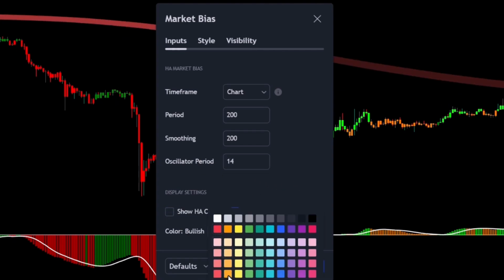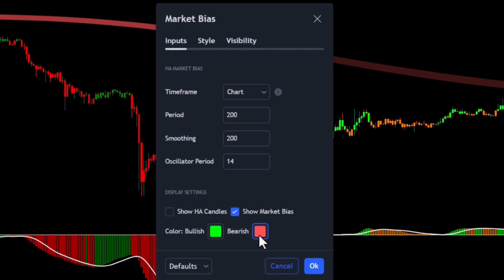You can turn off the Show Heikin Ashi Candles option. No need to worry about the Style tab. There's nothing more to tweak there.